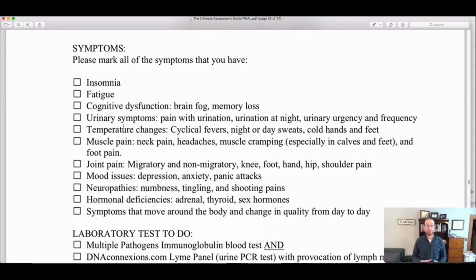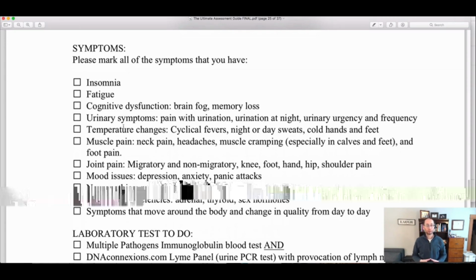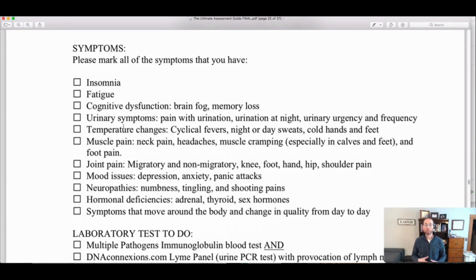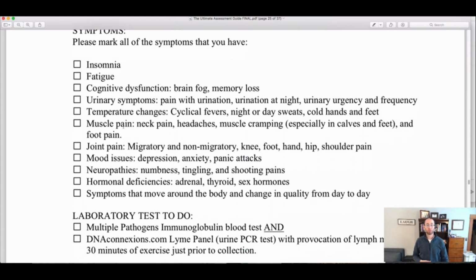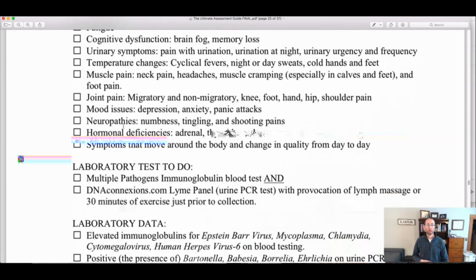Mood issues, so depression, anxiety, and then more severely, panic attacks and suicidal thoughts. Neuropathies, so numbness, tingling, shooting pains, electrical shocks through the body. Hormonal deficiencies like adrenals, thyroid, sex hormones. Symptoms that move around the body and change in quality from day to day. That's an important marker we'll talk about in a little bit.